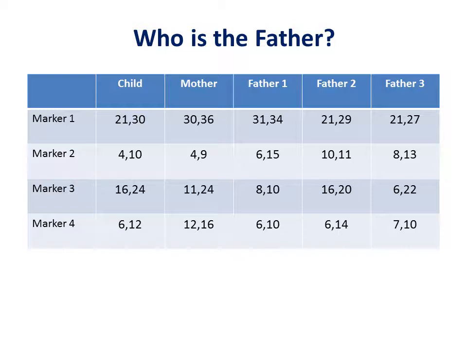Father 1 also has 6 copies of that particular repeat, but he was not a match for the other markers. So we can conclude at this point that father 1 and father 3 are not the fathers. Father 2 looks to be the father. Usually they would analyze many more markers with regards to doing a paternity test.